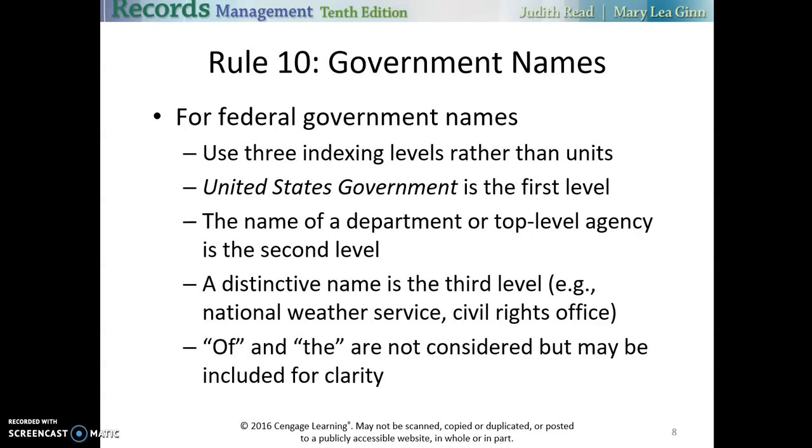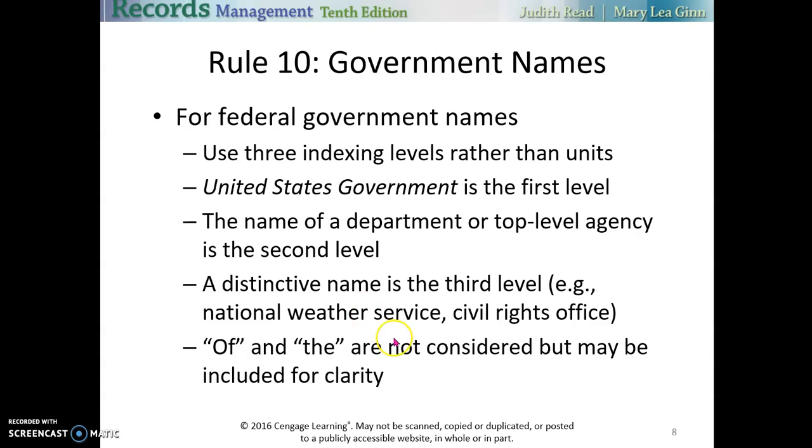So the federal government is a little different. Instead of breaking things down into a key unit and indexing units, we use 3 indexing levels. United States government is always the first level. So no matter what department it is within the government, United States government is always going to be the first level.